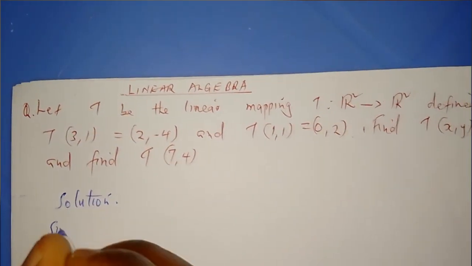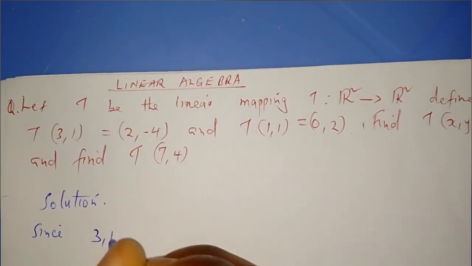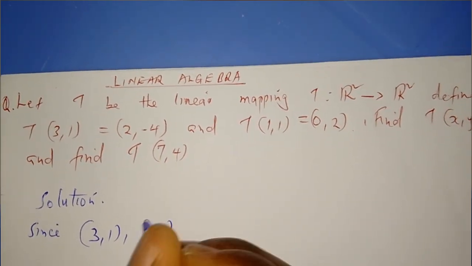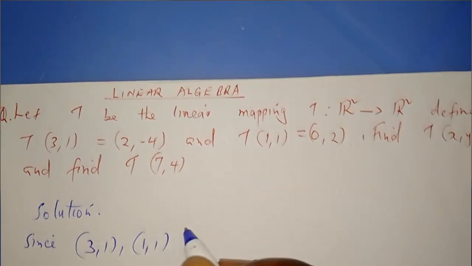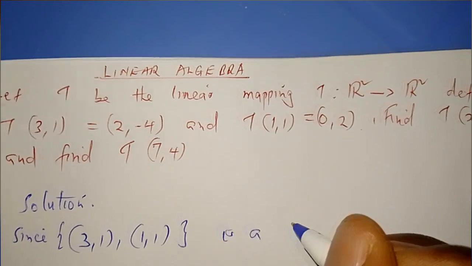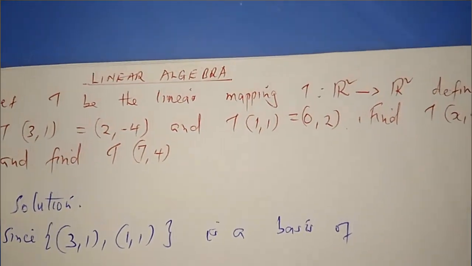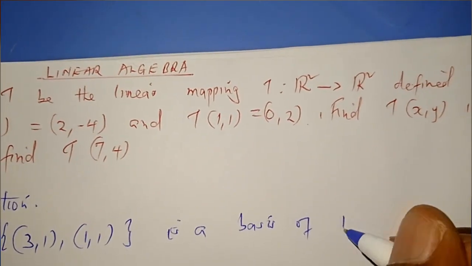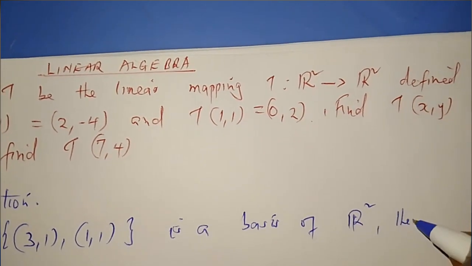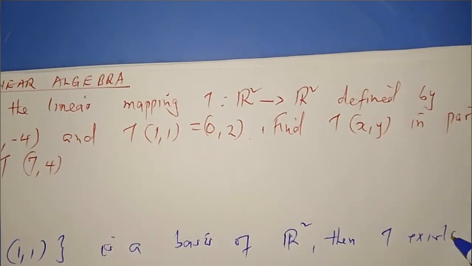So since (3,1) and (1,1) is a basis of real space in two dimensions, then T exists.